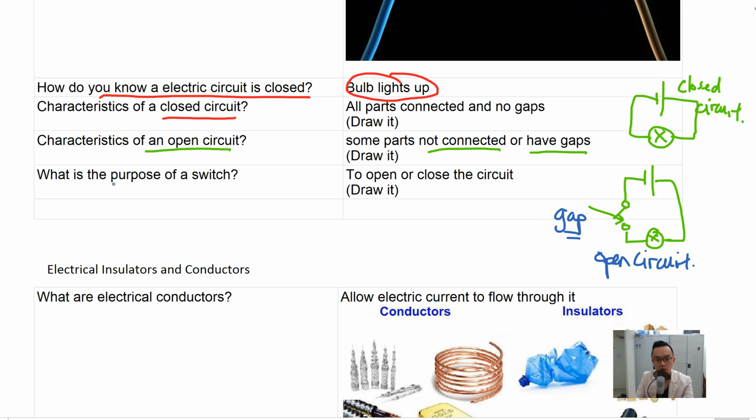Let's take a look at the next question. What is the purpose of a switch? It's to open or close the circuit. So if this is an open circuit, and if I move this in this direction, then it will be a closed circuit. So I can then switch my light bulb on or off.